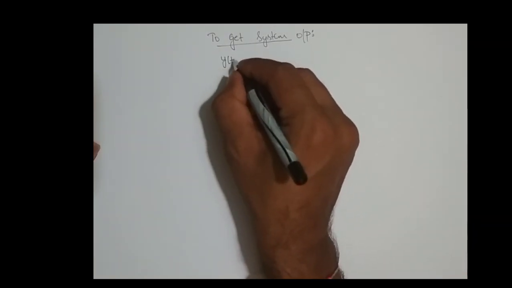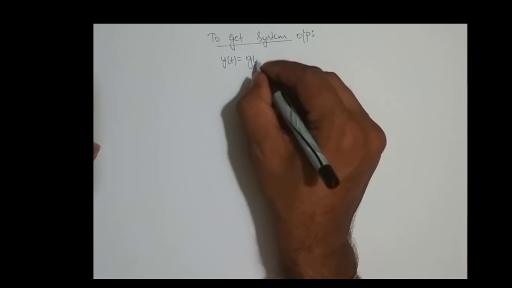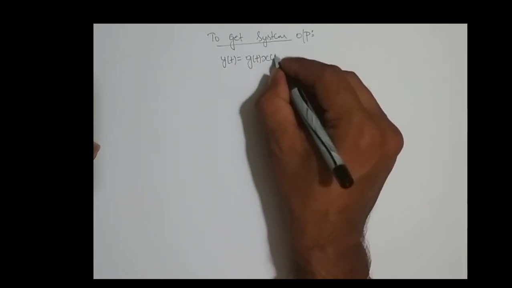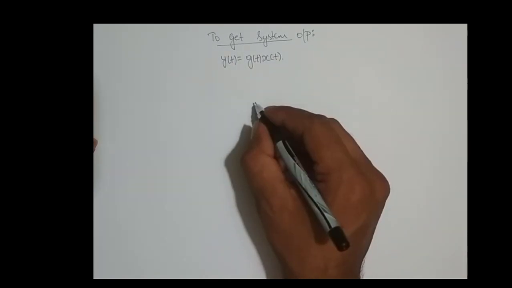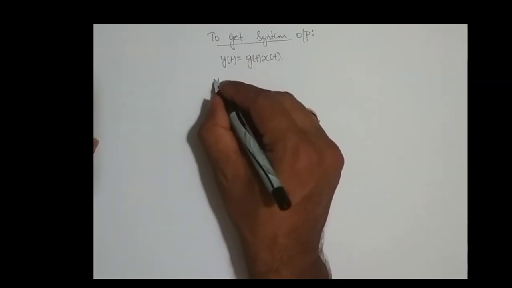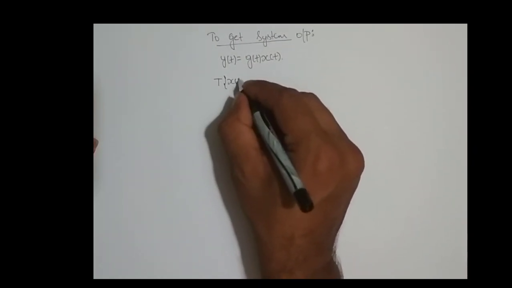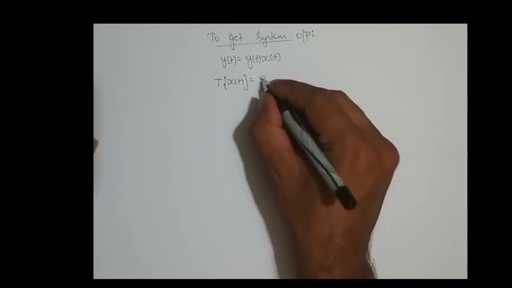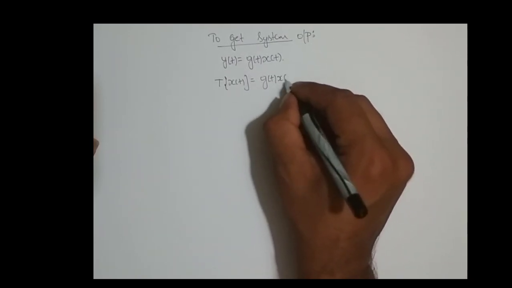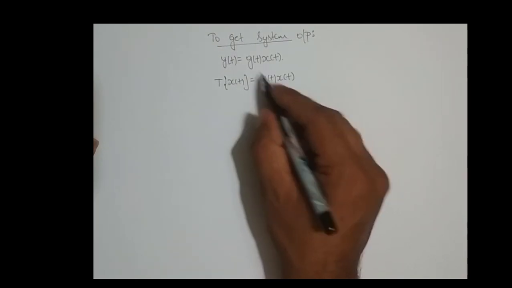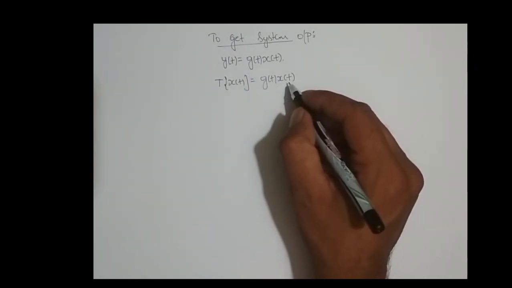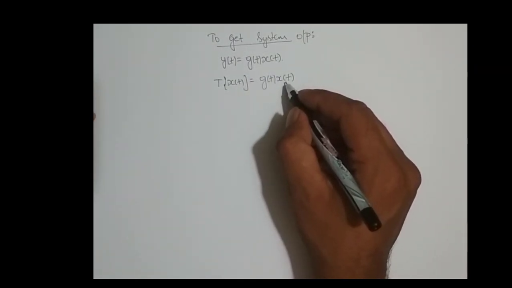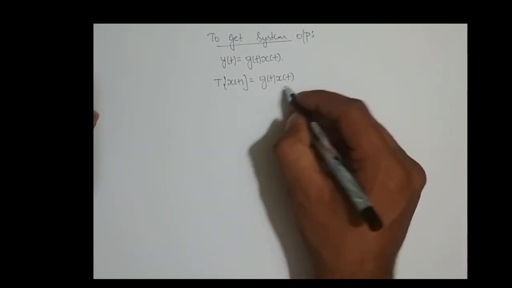So it is y of t is equal to g of t into x of t, right? So I can write it as transformation of x of t is equal to g of t into x of t. Transformation of x of t is y of t and y of t is g of t into x of t. Now what is the system doing?